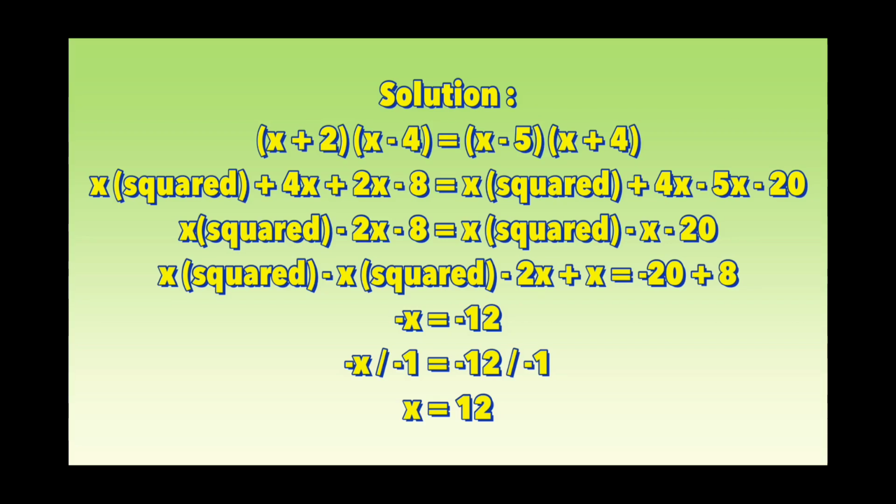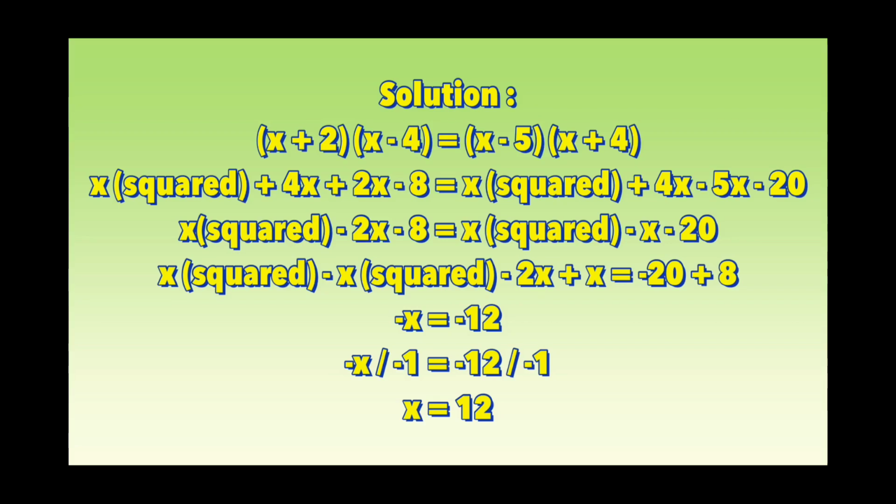So x squared, copy, then the x squared from the right side of the equation transposed to the left side becomes now negative x squared. Then bring down negative 2x, then negative x transposed to the left side of the equation becomes positive x, equals, bring down negative 20, then the negative 8 transposed to the right side of the equation becomes now positive 8. And the next step is to simplify again.